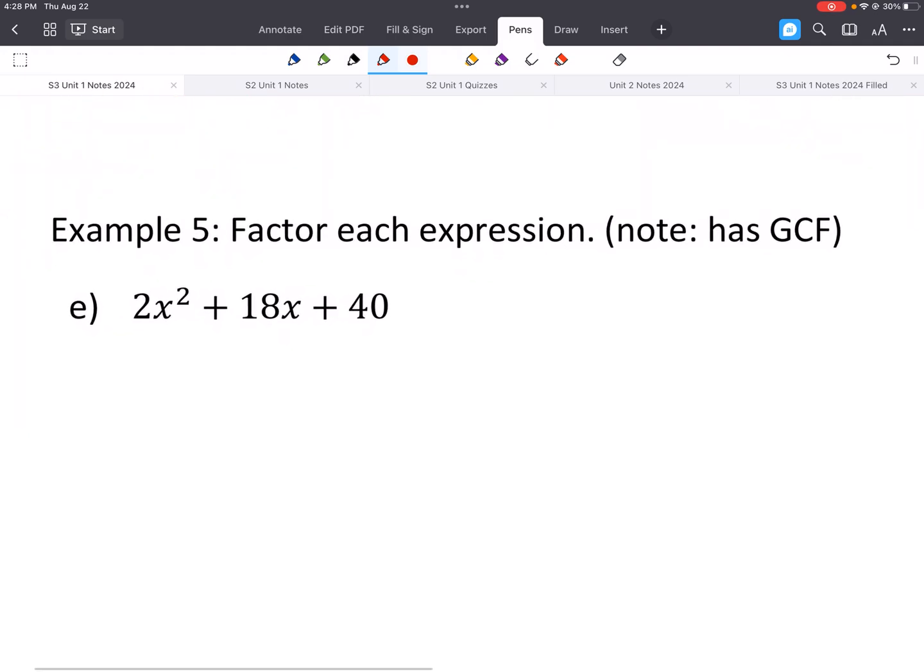Greatest common factor. So if there's a greatest common factor, we want to factor that out. So we'll divide everything by 2.